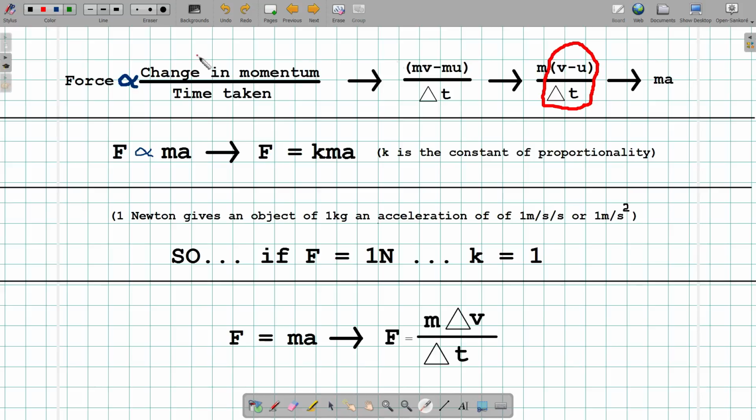Okay, and so if we bring force back into the proportionality thing, force is proportional to mass times acceleration. If you've ever done proportionality, it's not that hard to understand. We want to change this into an equation, so we have to put in a constant of proportionality. In this case, we'll call it k, as it usually is. K for constant. So k is the constant of proportionality. So now we can say that F is equal to k times mass times acceleration.